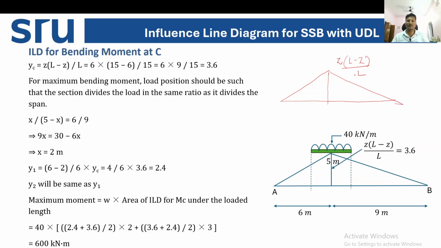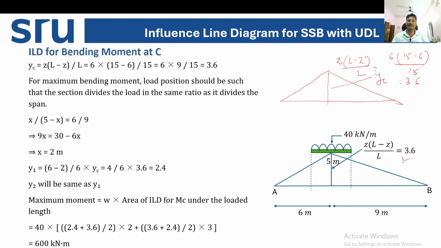So in our case, what is this? Sometimes we call it YC. YC is equal to Z into (L minus Z) by L. So what is the value of Z here? Value of Z is 6 into (15 minus 6) divided by 15. From this we can calculate YC is 3.6.